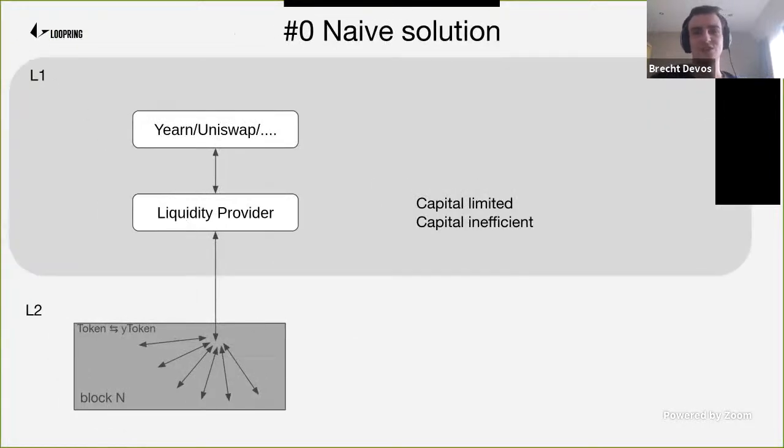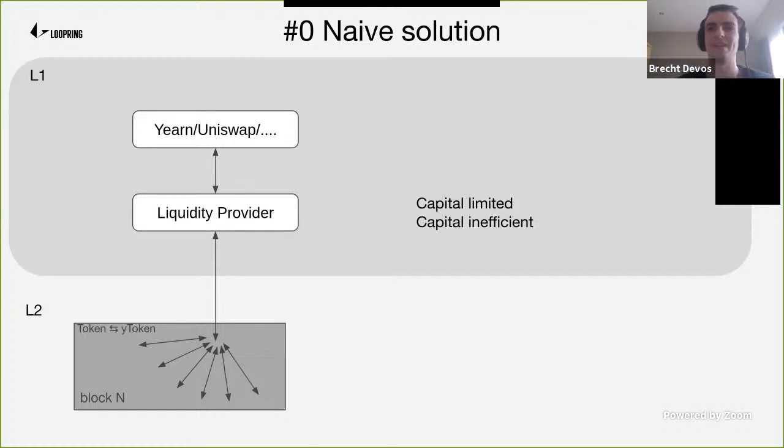So the first naive solution to get these DeFi tokens, like vault tokens or other tokens, on layer 2 is to have liquidity providers. So if you want to put some ETH in a Yearn vault, you will get yETH back. And if there is some liquidity provider which just creates all those orders on layer 2, so provides liquidity directly, then this works. People can just trade against this liquidity provider and get their Y tokens back. So it's the same thing as just depositing on layer 1 directly.